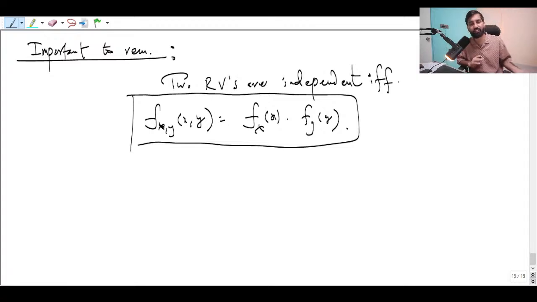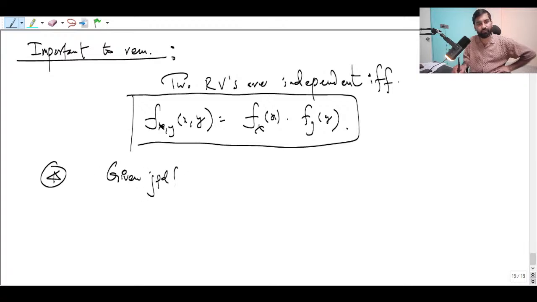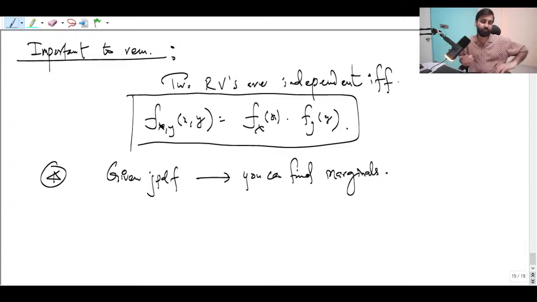So given the joint density function, you can find the marginals. What are the things that you can do? Given the JPDF, you can find marginals, right? And if the joint density function is the product of the marginal density functions, then x and y are independent, you can say. And if independent, the marginals determine the joint density function. Remember this also.